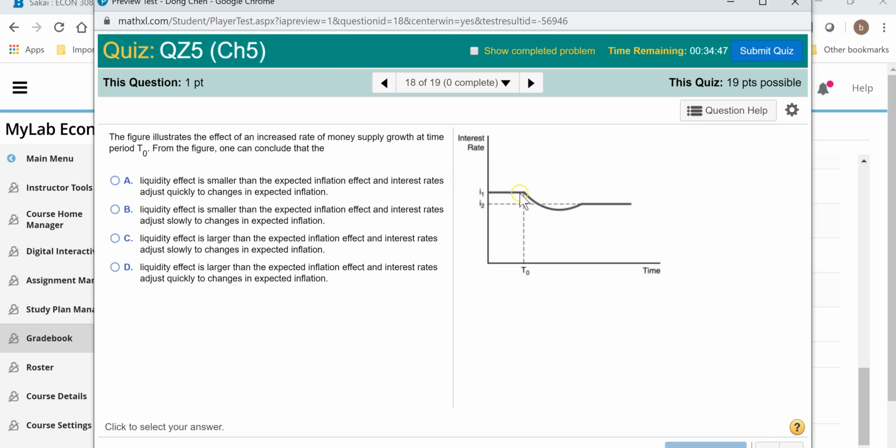So here we're looking at the time pattern of the interest rate. The interest rate earlier is at the level of I subscript 1, and then after the increase of the money supply growth, starting from T0, the interest rate gradually decreases to a lower level I subscript 2. So we know that when money supply growth increases, there are four potential impacts.